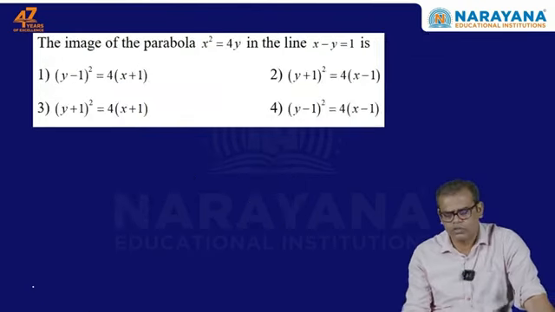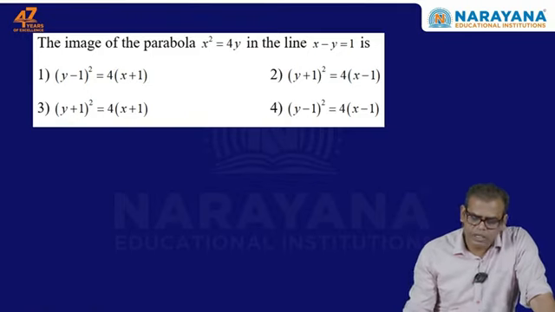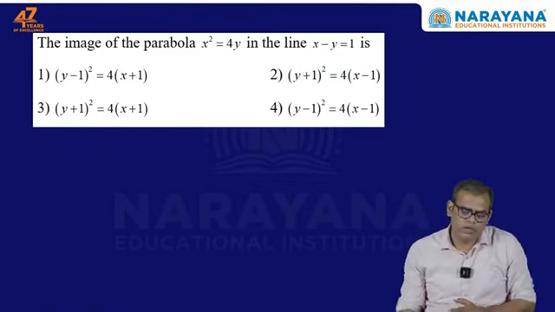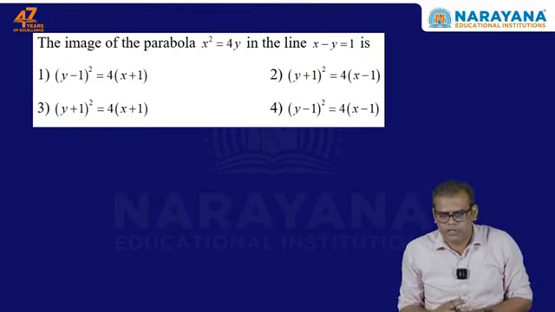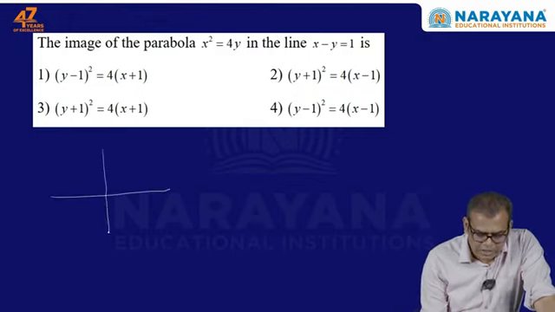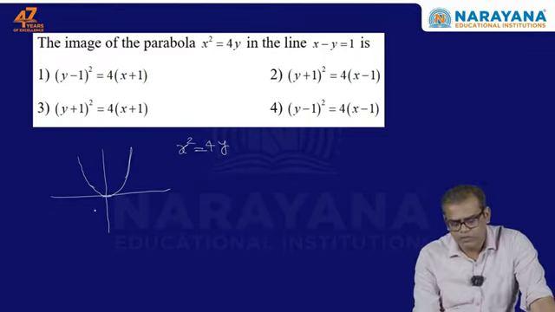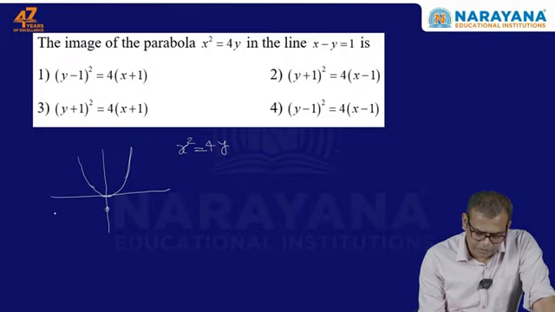This is also a known question that came in JEE Advanced and JEE Main earlier. It is asking for the image of the parabola. If you take the image of the parabola with respect to any line, then the shape and size of the parabola will not change. And one good thing is that this is not the standard equation of a parabola, but the axis has been changed. So this is the parabola x square is equal to 4y. The vertex is 0 comma 0, and the axis of the parabola is the y-axis, and the latus rectum is here.